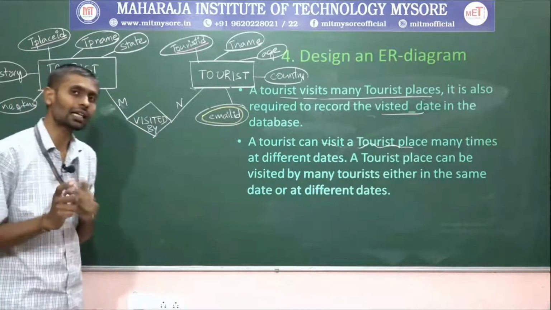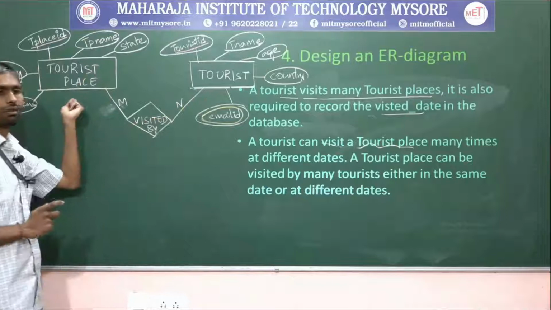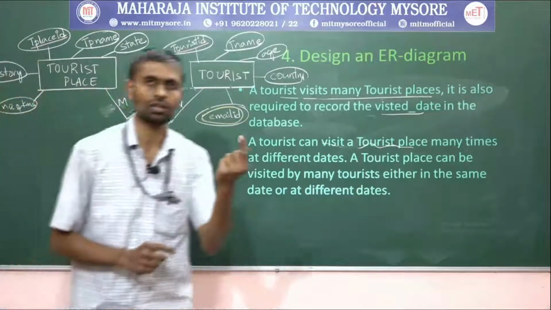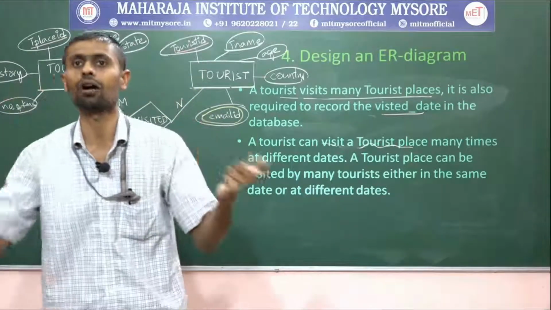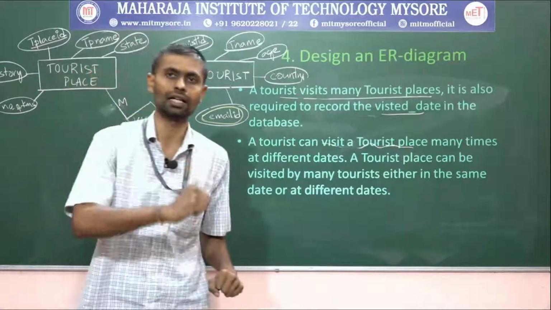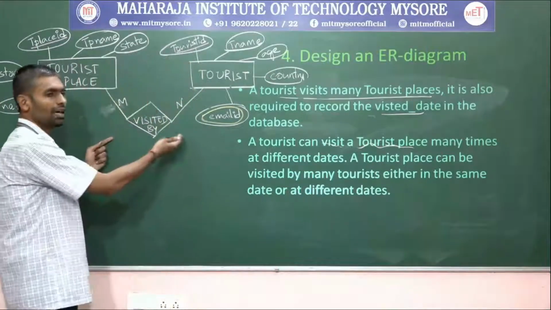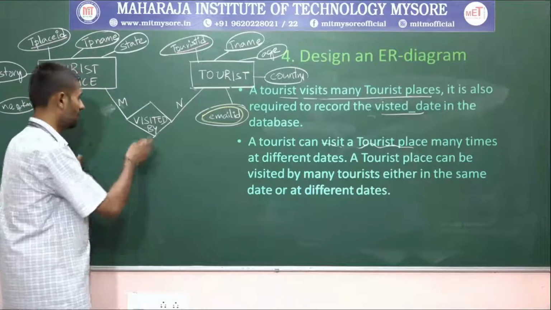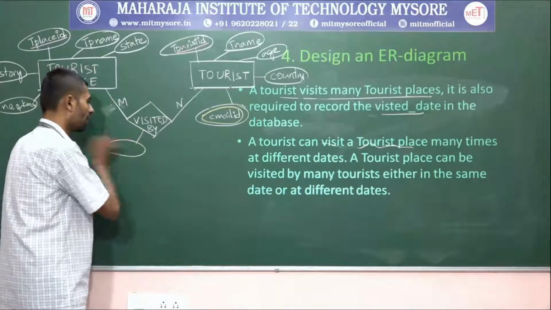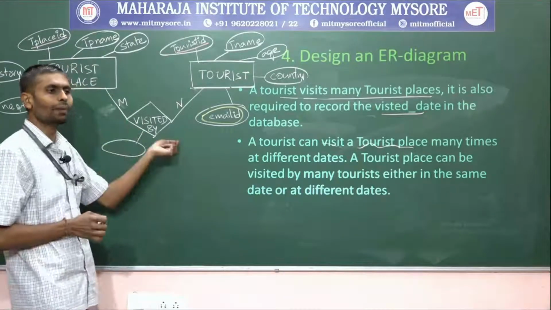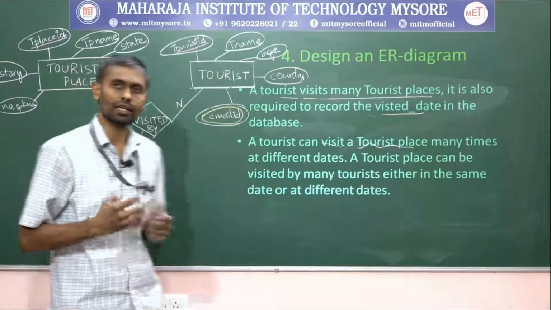Actually, it is connected to what? To both tourist as well as tourist place. Which tourist visited which place, on what day, that we want to recognize. Right? So it's an indication that since we are having many-to-many cardinality, most of the time this many-to-many cardinality gives birth to a new relation, right?